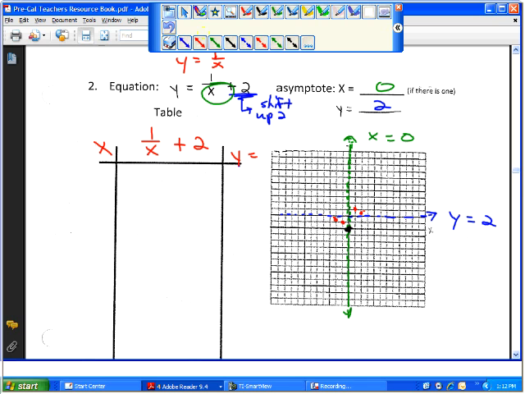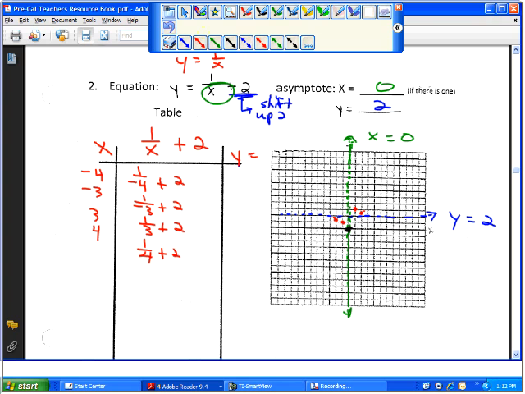All right, so we were at -2, right? So maybe we need to go -4, -3. And we were over there at 2, so maybe we need to go 3 and 4 and see what that does for us. So if I plug that in, I'm going to have 1 over negative 4 plus 2, and 1 over negative 3 plus 2, and 1 over 3 plus 2, and 1 over 4 plus 2.